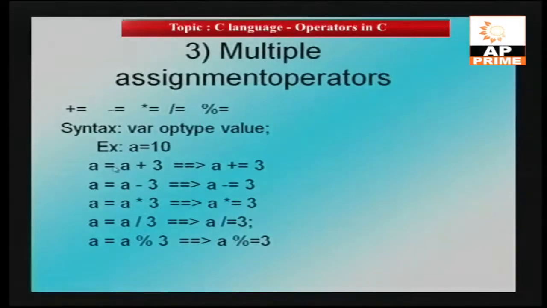Actually here, first A equal to A plus 3, 10 plus 3, 13. Next, 13 minus 3. What is 13 minus 3? 10. 10 into 3, 30. After that, 30 divided by 3, again 10. Finally, 10 mod 3. What is 10 mod 3? 3 3s are 9, remainder 1.